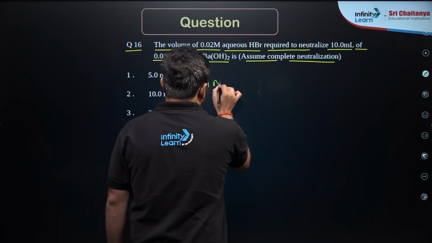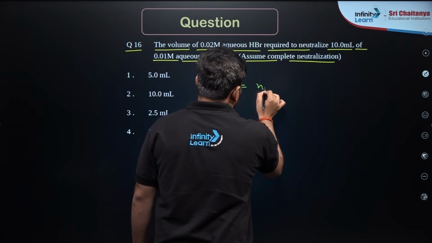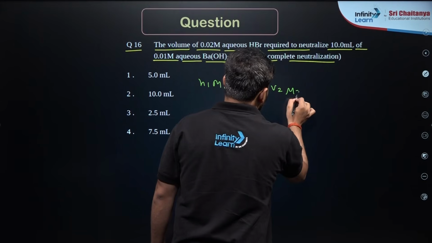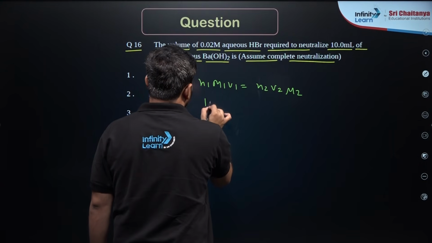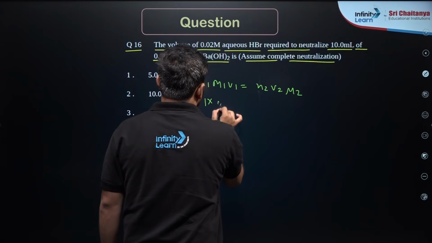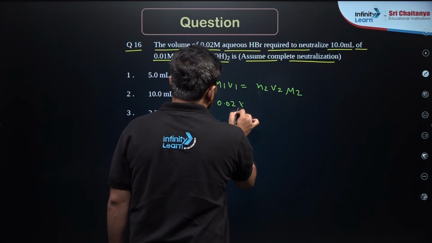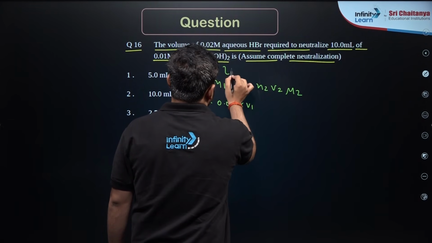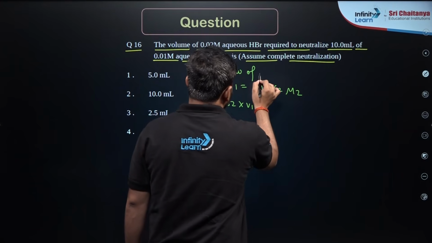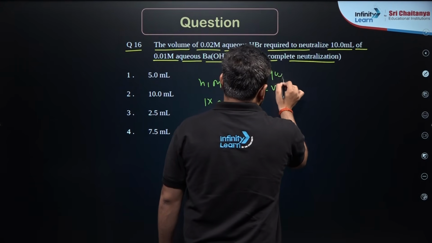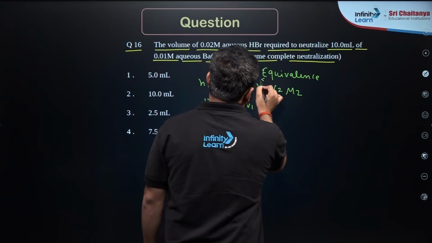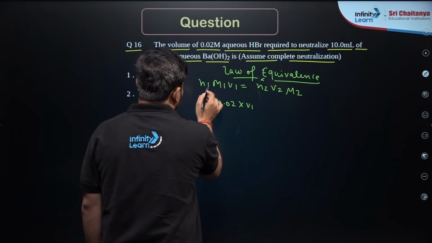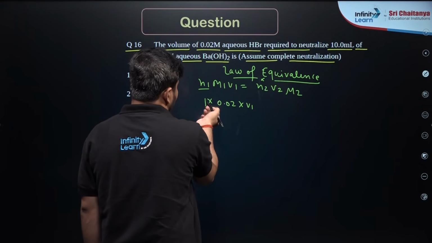N1 M1 V1 equal to N2 M2 V2. Basically here the n factor for this HBr will come 1 only. Its molarity is given 0.02. Volume is not given. This is the law of equivalence, which we can apply for this question. N1 is the n factor, so it will come only 1 here.